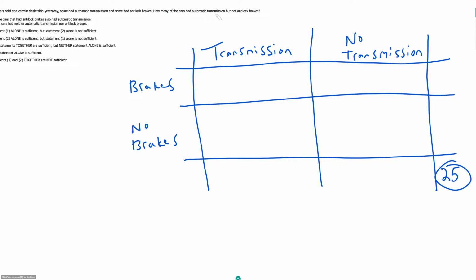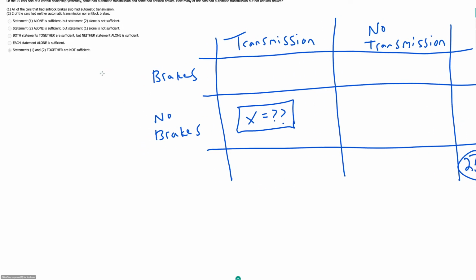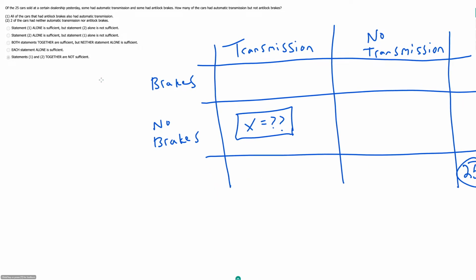How many of the cars had automatic transmission, but not anti-lock brakes? So that is this cell here we are looking for. Transmission, no brakes. And from there, I think we can move on to our statements.